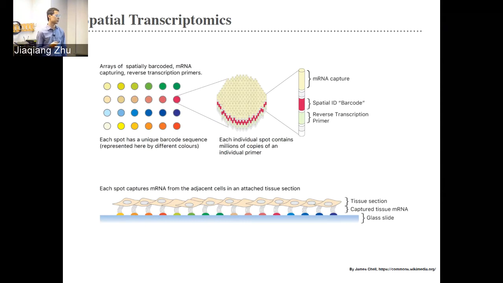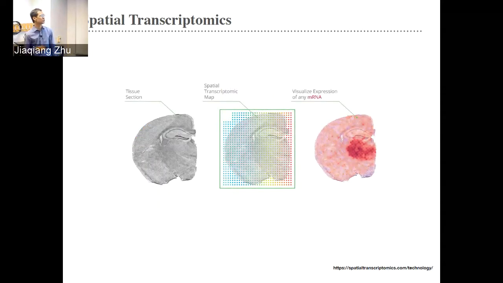Following the library preparation, captured mRNA are sequenced using standard Illumina sequencing technology, and the spatial barcode on each generated sequence links the subsequent RNA-seq data back to a spot on the array, or location on the tissue. So now it is possible to visualize any mRNA or combination of RNAs and perform complex bioinformatics analysis with a new spatial dimension.